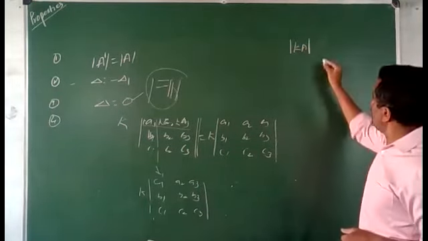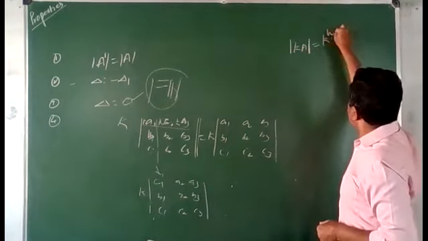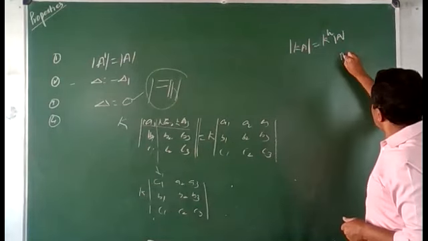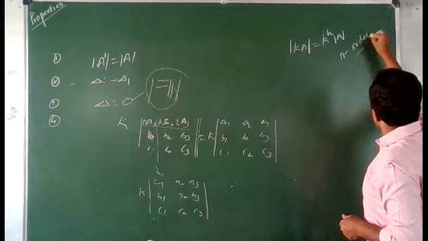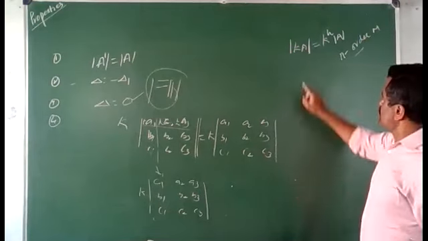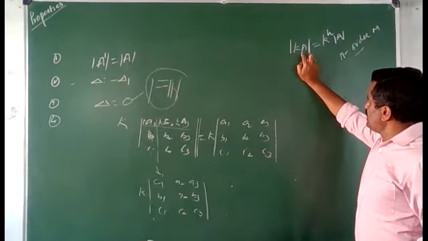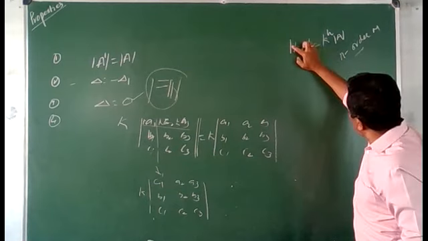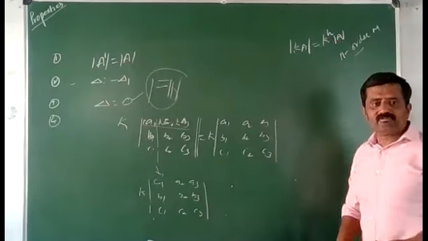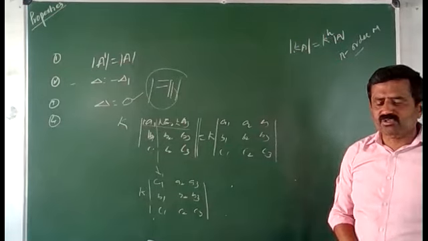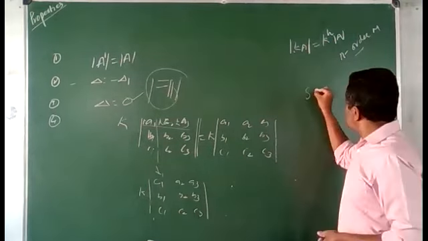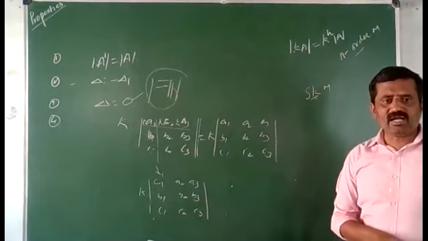Therefore, we have here the determinant of kA can be written as k to the power of n into determinant of A, where n is the order of the matrix. You should remember that.